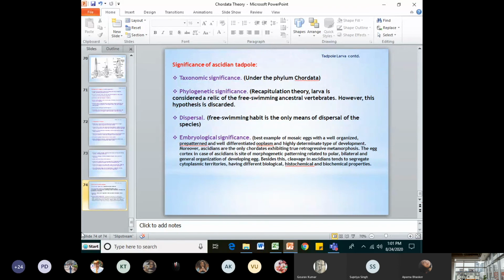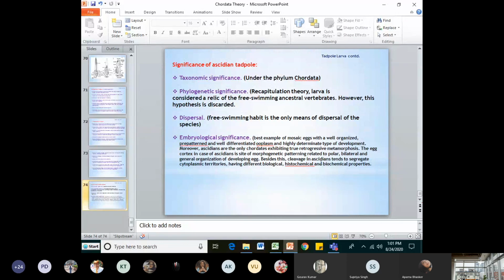Then embryological significance. This is the best example of mosaic eggs, with a well-organized, pre-patterned and well-differentiated ooplasm, and a highly determinate type of development is observed in the tadpole larva. Moreover, ascidians are the only chordates exhibiting true retrogressive metamorphosis.